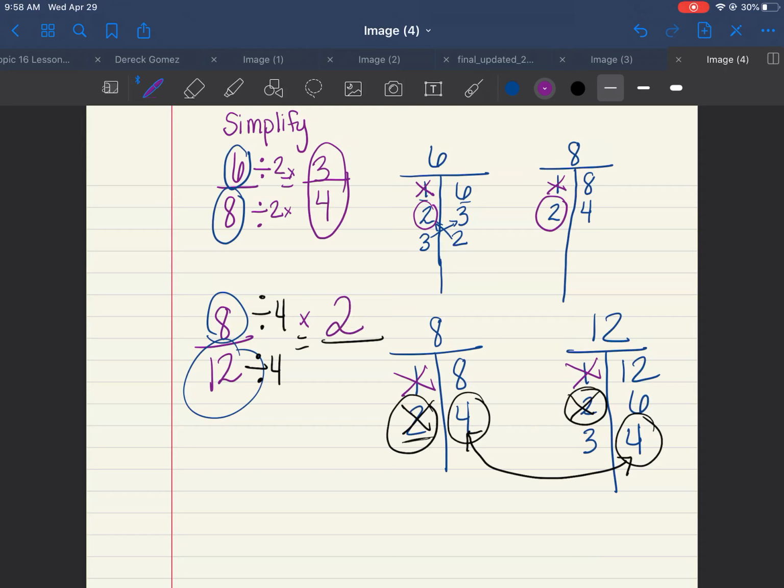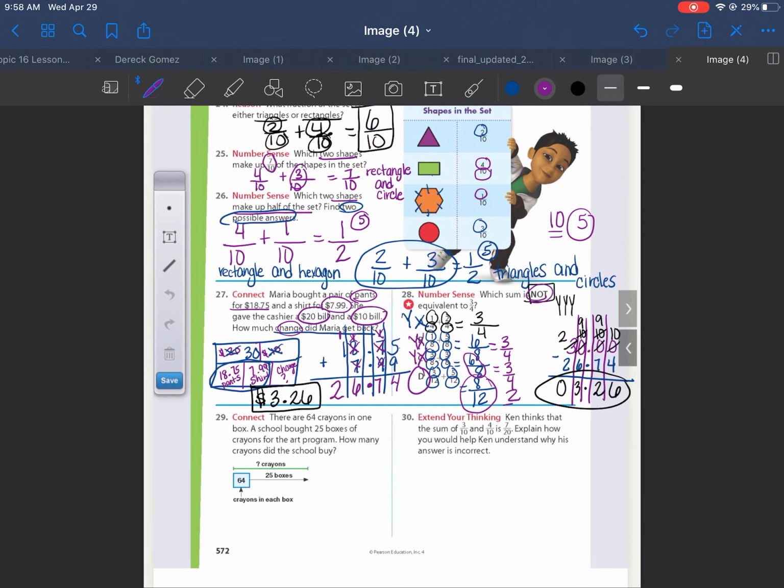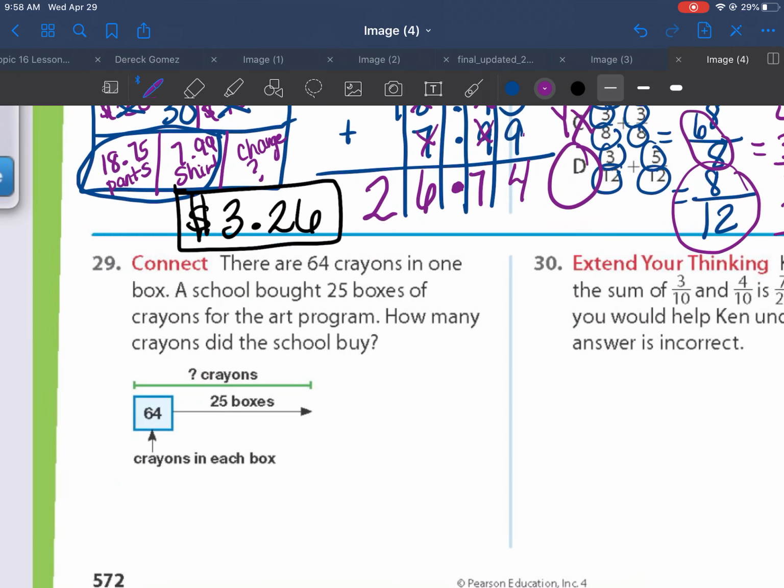So 8 divided by 4, or let's do the inverse. 4 times what gives me 8? 4 times 2. 12 divided by 4, or the opposite. 4 times what gives me 12? That would be 3. So my new fraction, my simplified fraction, would be 2/3. Remember, I was looking for which one was not 3/4. So my answer is D.